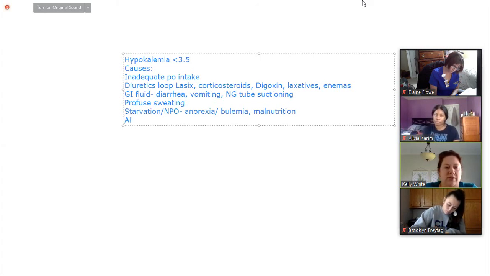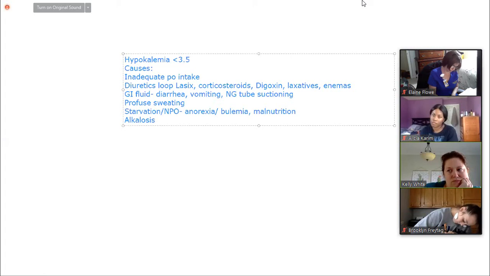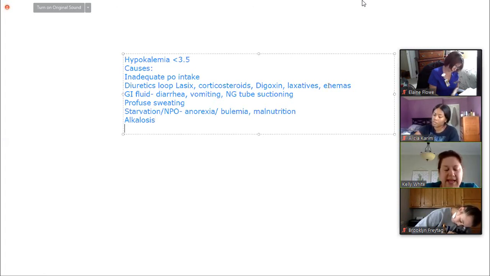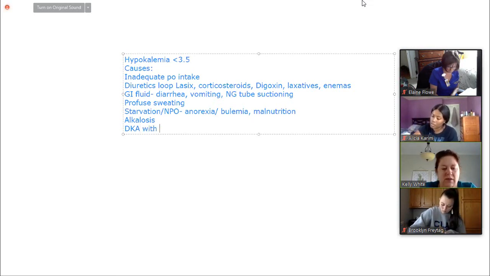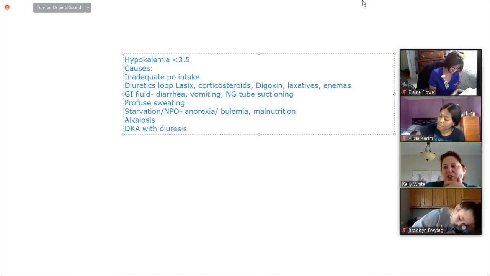Your alkalosis. DKA, even though that's an acidosis, you're losing lots of urine. So you're going to lose urine. You're going to lose potassium with it.